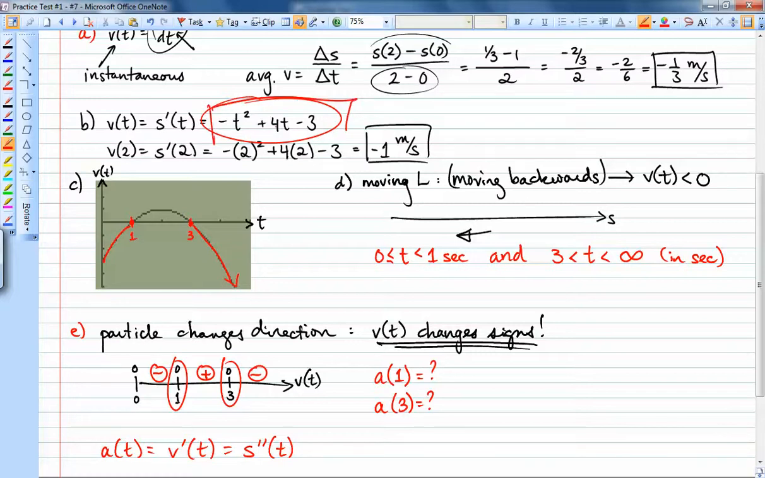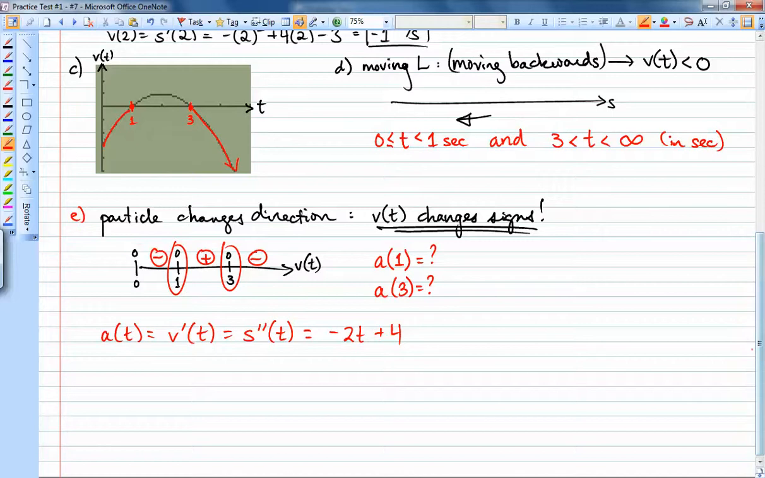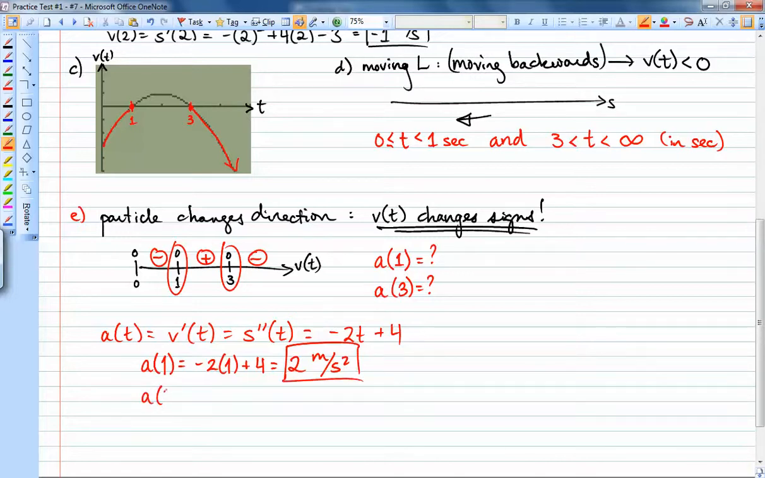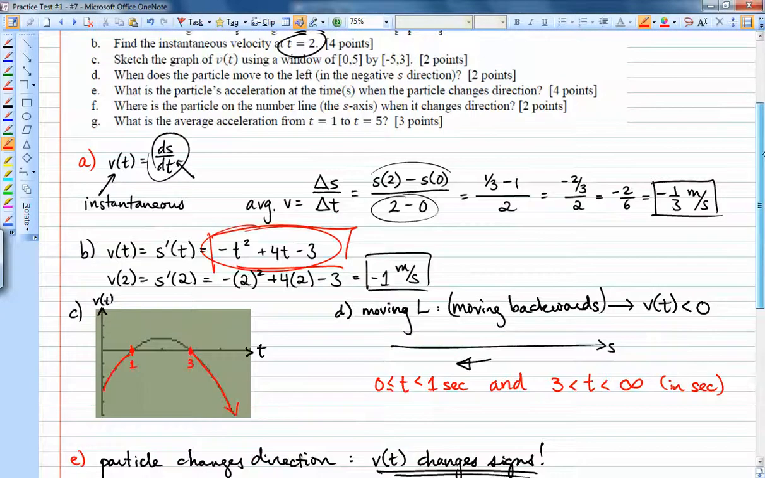This is what we need to take the derivative of. So if I take the derivative of that, I get negative 2t plus 4. So that's my acceleration function. And if I plug in 1, then I'm going to get negative 2 times 1 plus 4, which is 2. And that's going to be meters per second squared. And if I look at 3 seconds, I'm going to get negative 2 times 3 plus 4, which is going to be negative 2 meters per second squared. So there's my A of t at those 2 times.